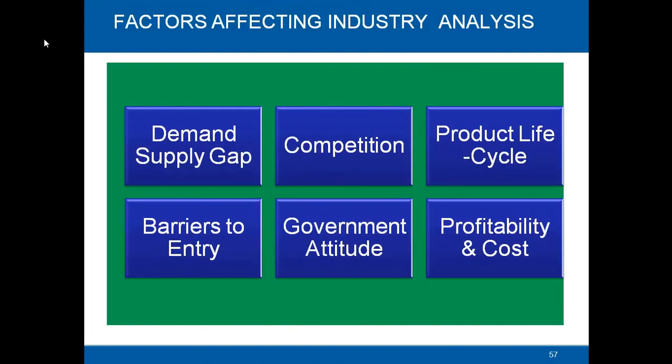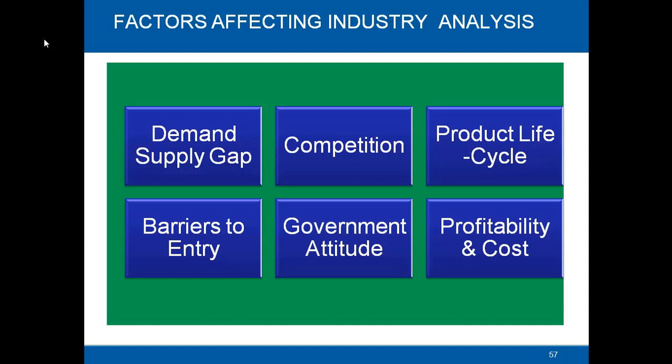So generally, after we have done the economic analysis, we move on to industry analysis. Here we look at so many factors. The first one is the demand and supply gap. What kind of demand does the industry enjoy for the products and services they are providing to the customers? Are there enough players in the industry? How is the supply situation? Are there idle capacities in the industry? All these will have an impact on the future of the industry.